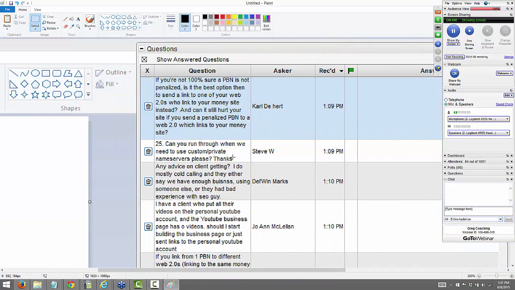Alright, from Carl: if you're not 100% sure a PBN is not penalized, is the best option then to send a link to one of your PBNs, a link to your money site instead? And can it hurt your site if you are penalized PBN to a Web 2.0, which links to your money site?